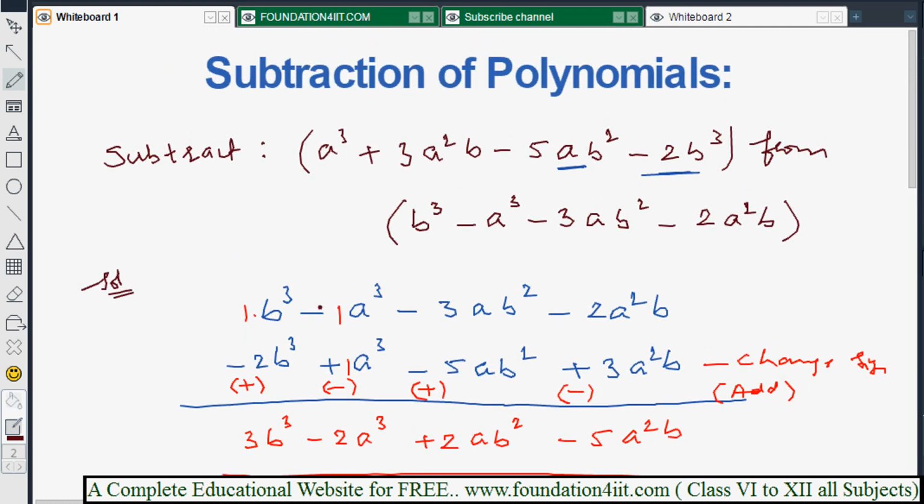And similarly, how to do multiplications and divisions. That isn't different. So I'll explain how to do multiplication of monomials and multiplication of polynomial by monomial, followed by divisions also.